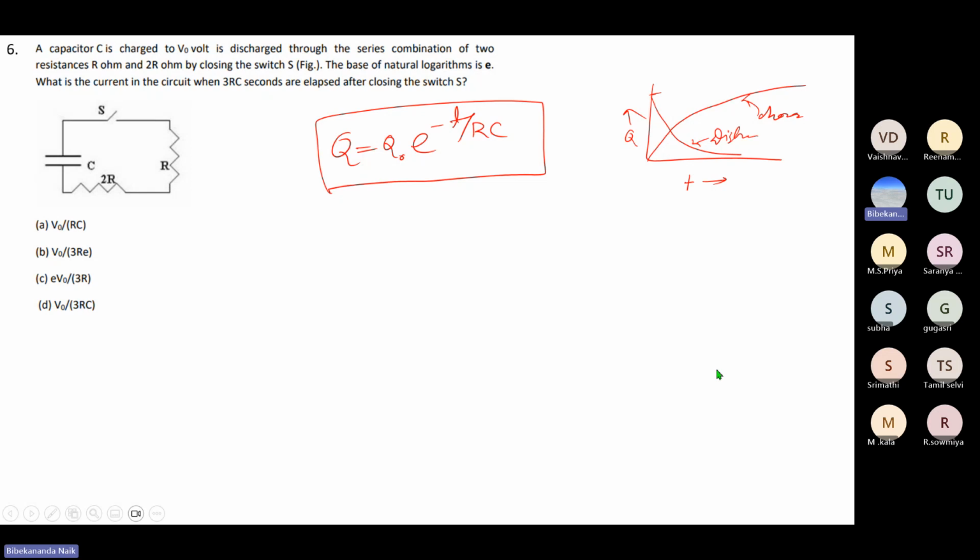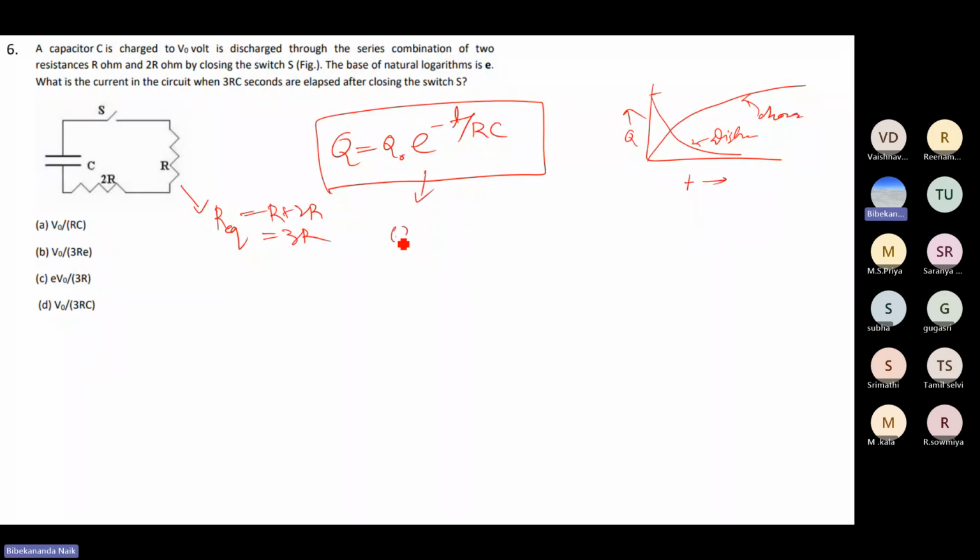Yes, anyone tried? So in the question it is given, there are two resistances R and 2R. So the equivalent resistance is R plus 2R, which is equal to 3R.